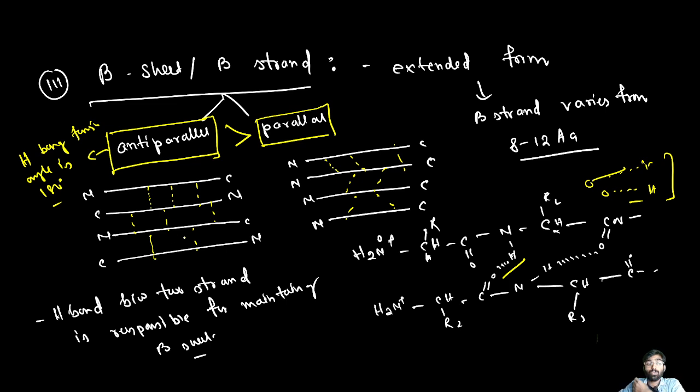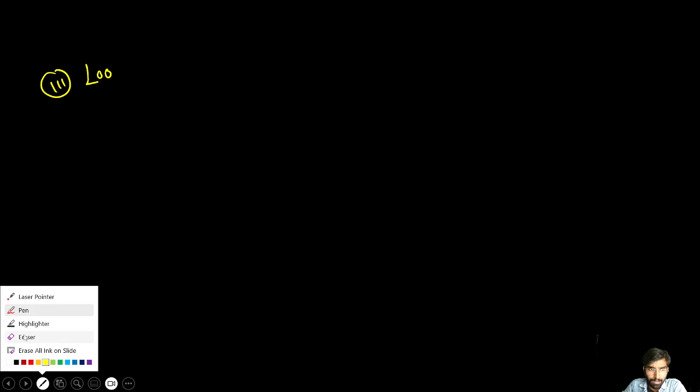Okay, now there are two things you should remember. In the case of anti-parallel, the distance between two amino acid C alphas is 7 angstrom. In the case of parallel, it's 6.5 angstrom. Okay, this is the distance between two amino acids here. Okay, that's all for beta strand. Now there is one thing called loop. Sorry, we'll discuss loop later, but turn is important. Turn.